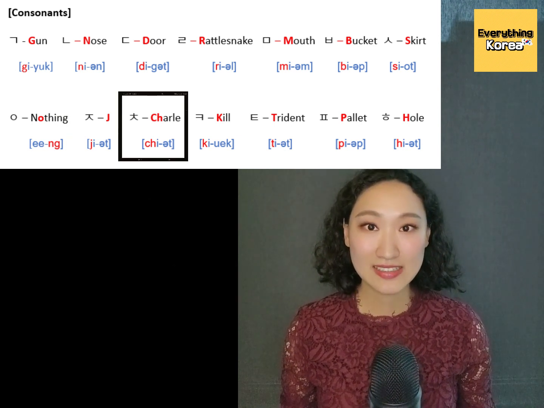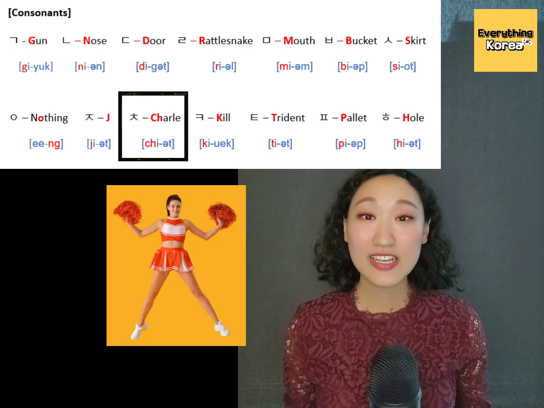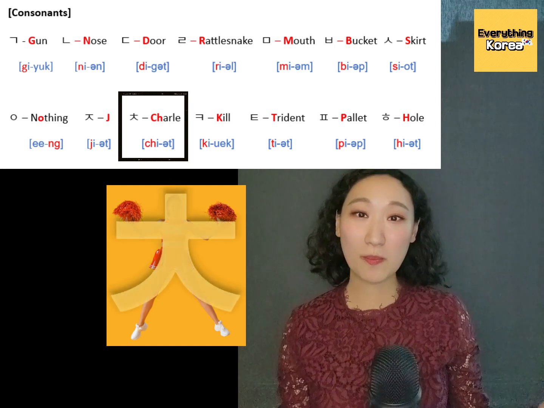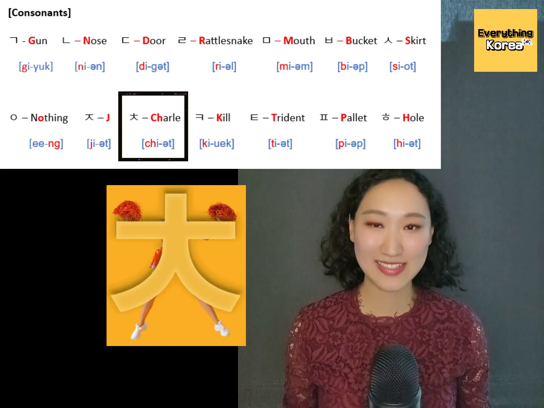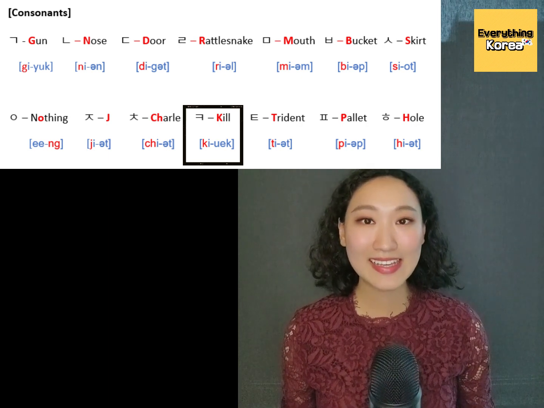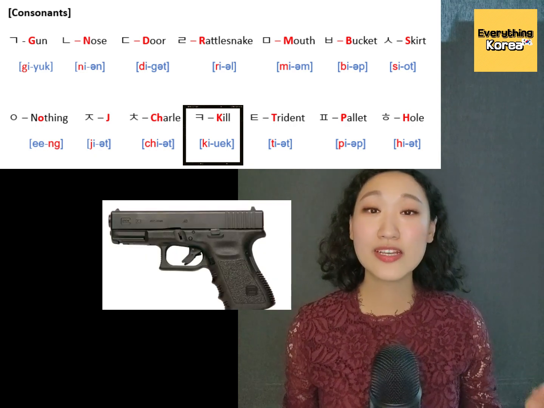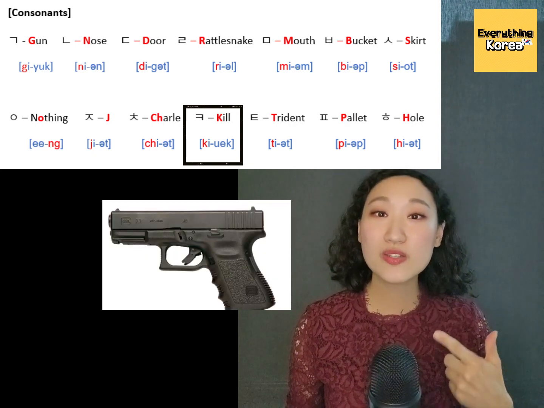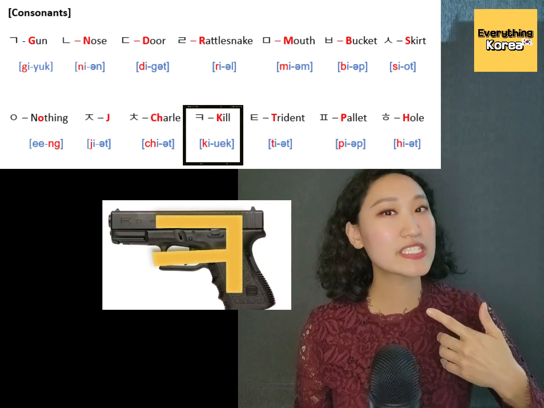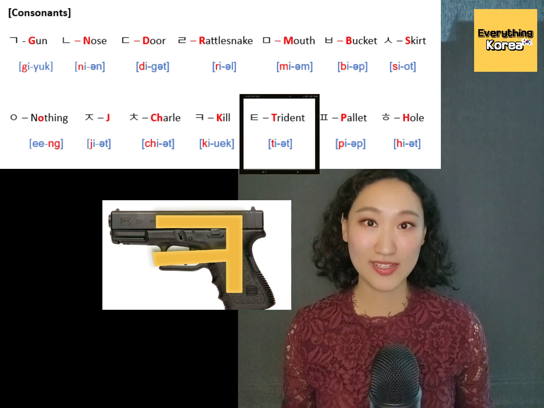Then 치읓. It looks like a cheerleader. So remember the CH sound. And next is 키읔. It looks like a gun, but this one has a trigger, so you could kill someone. So remember the K sound.